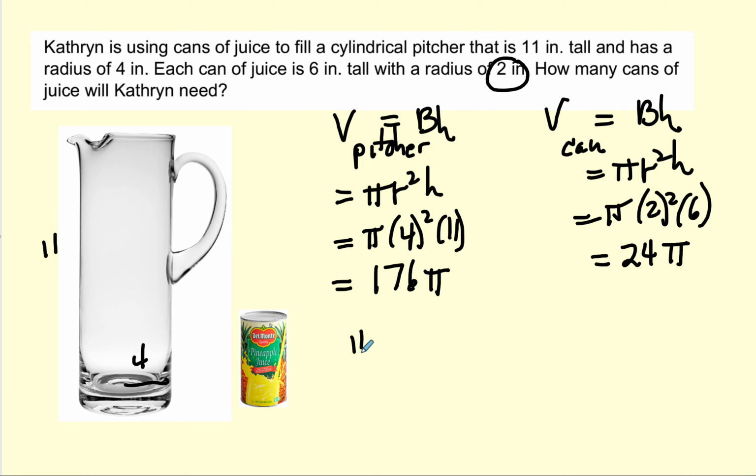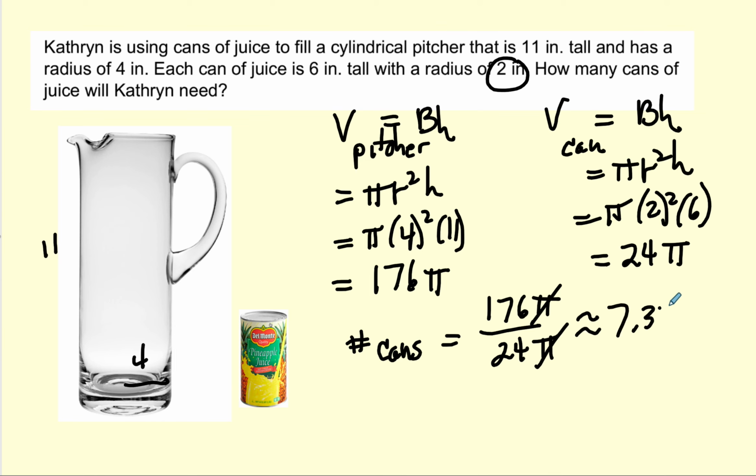All right, to find the number of cans, we're going to take the pitcher's volume and divide it by the can's volume to see how many cans we can get in there. And we can see the pi's are going to reduce, and 176 divided by 24 is approximately 7.333 repeating. So we would say about how many cans? About 7 cans. And we won't worry about the 0.333.